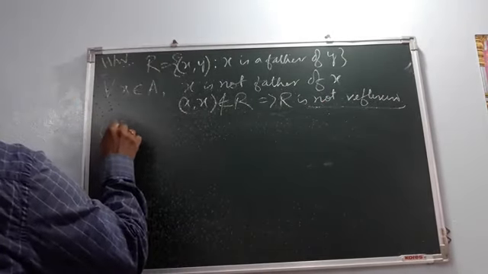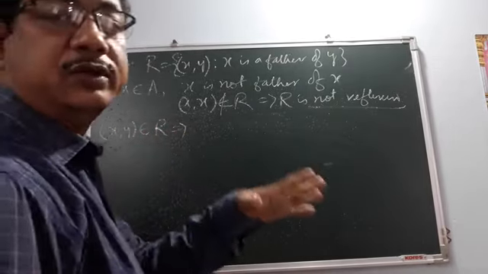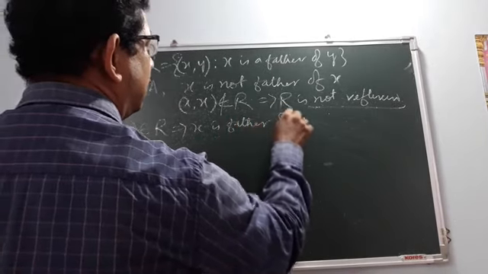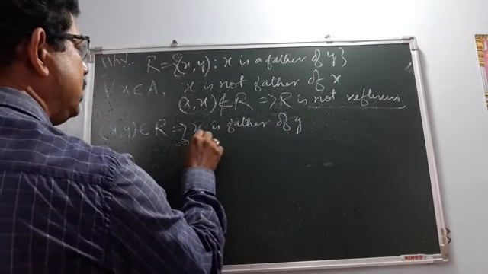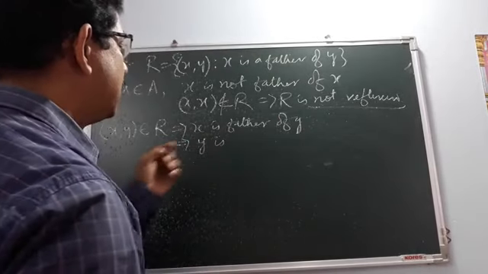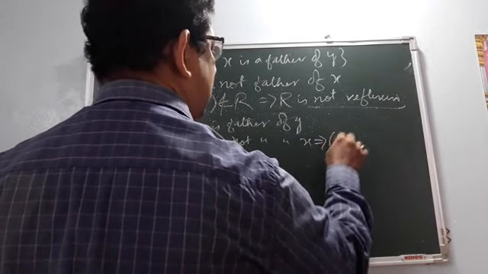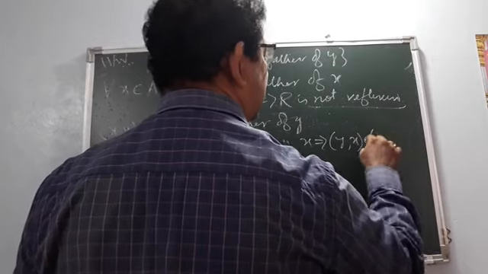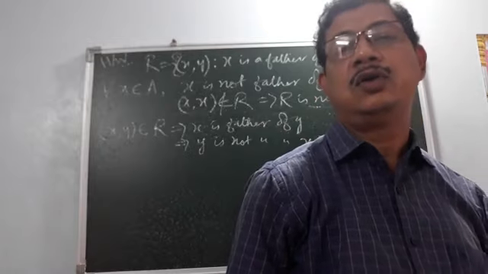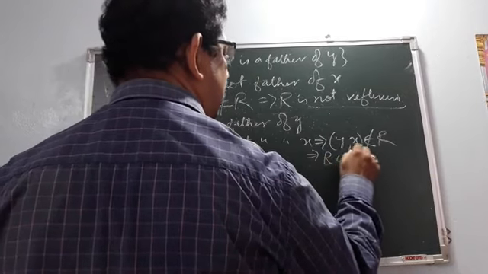Now, suppose (x, y) belongs to R, so x is the father of y. Then y is the son or daughter of x, so y is not the father of x. This implies (y, x) cannot be within R, because a son or daughter cannot be the father of the father. So R is not symmetric.